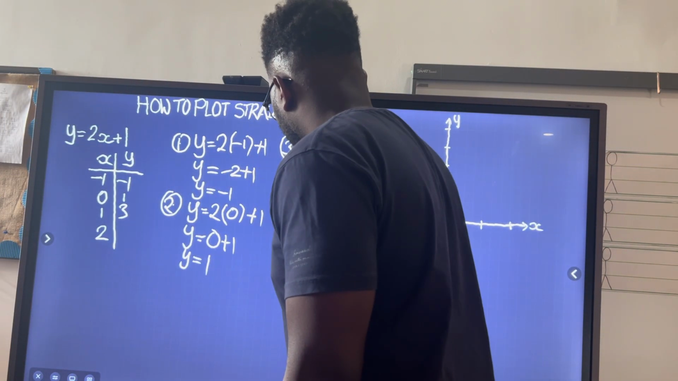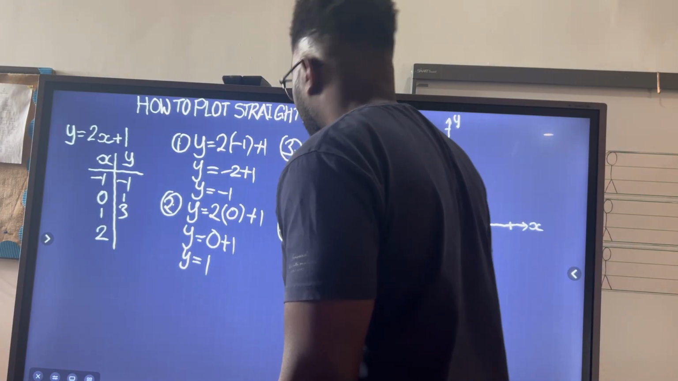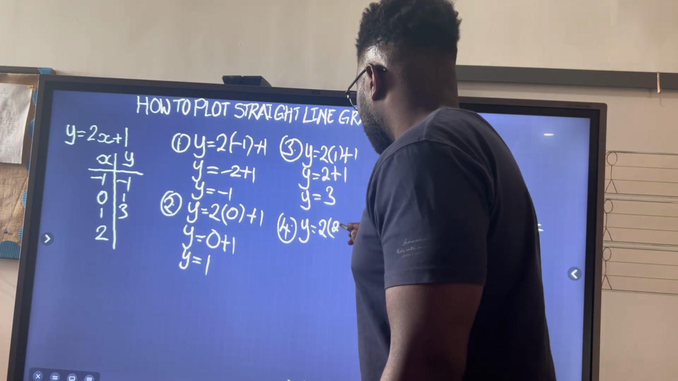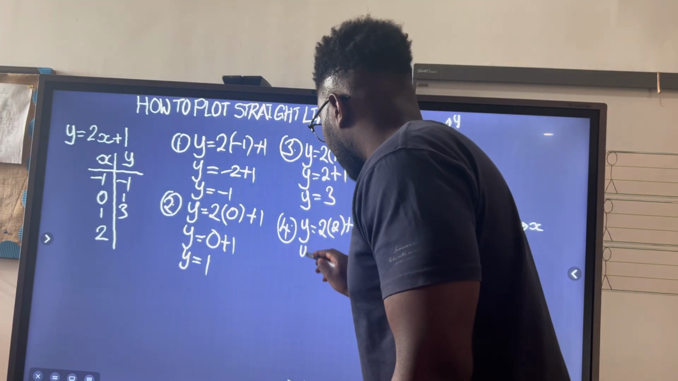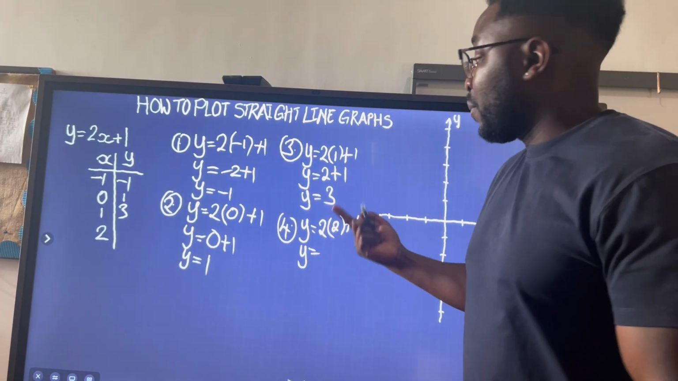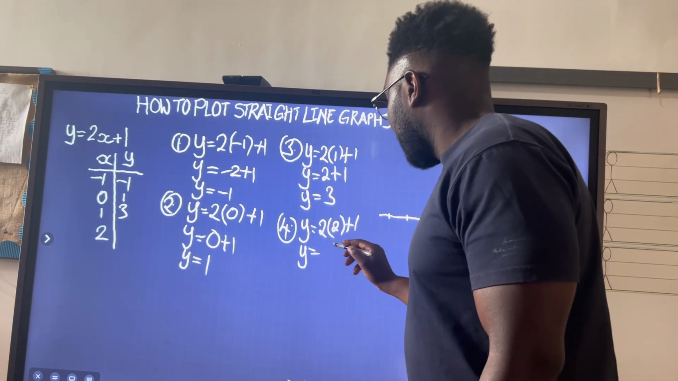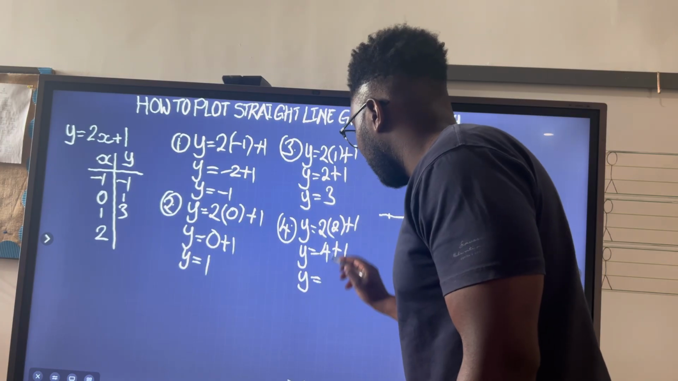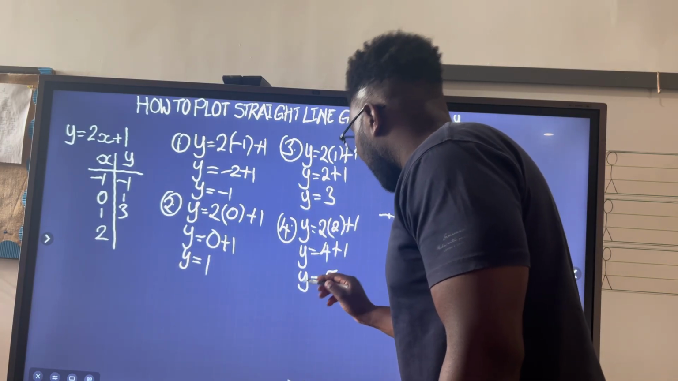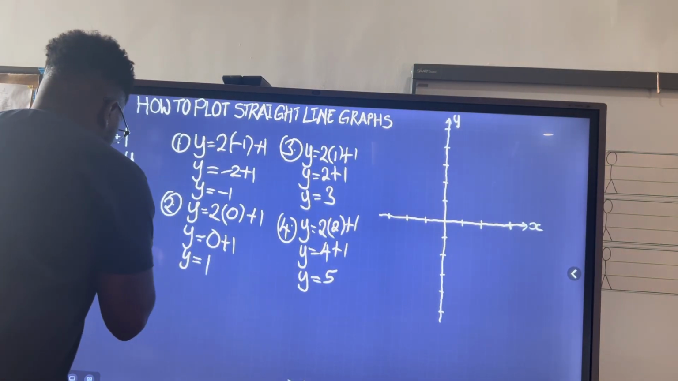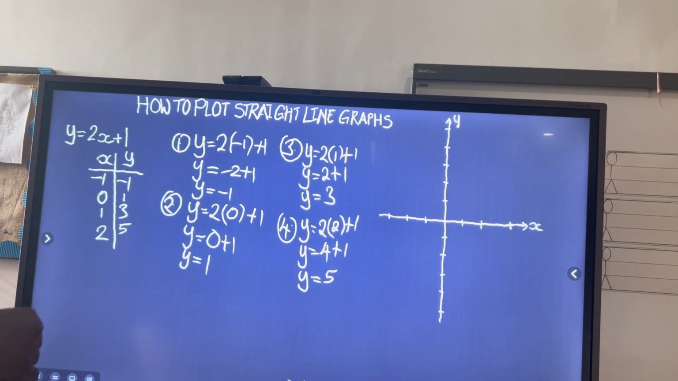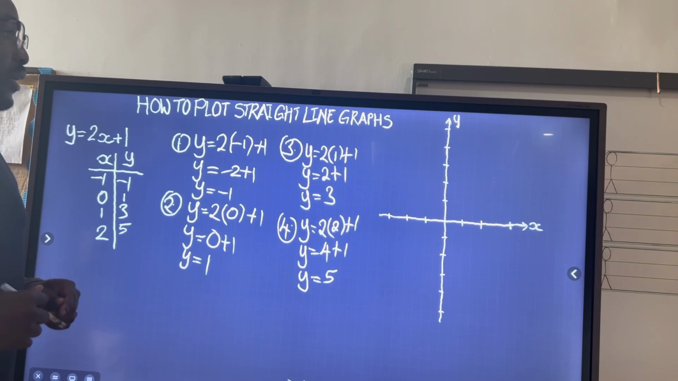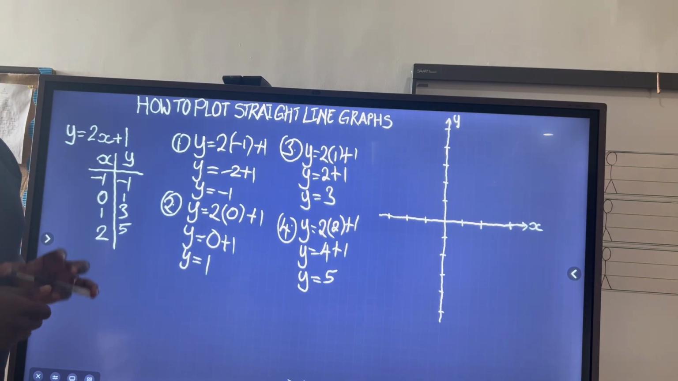Let's now find our last y value. Remember, what we're doing is simply substituting. I think you should be able to get the pattern now. So 2 multiplied by 2 gives me 4, plus 1. y equal to 4 plus 1, that's 5. So here we go, we have now created our x and y values.